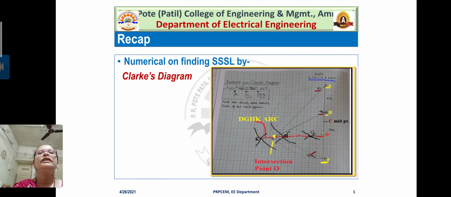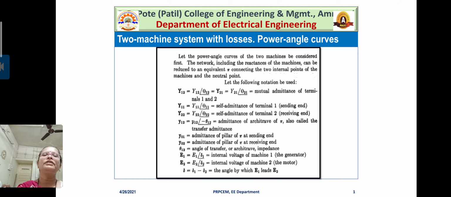Let us have a quick recap of the previous session. In the previous session, we learned a very interesting numerical for finding the steady state stability limit by Clark's diagram. I hope all of you have obtained the answer for the steady state stability limit as approximately Pmax equal to 1.04 per unit. So let us start today's session.